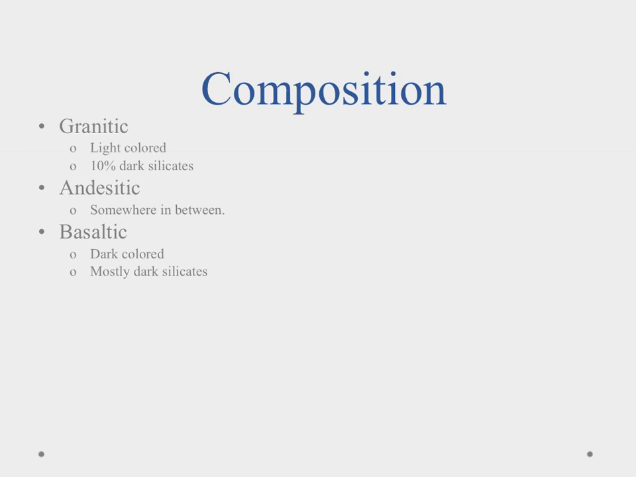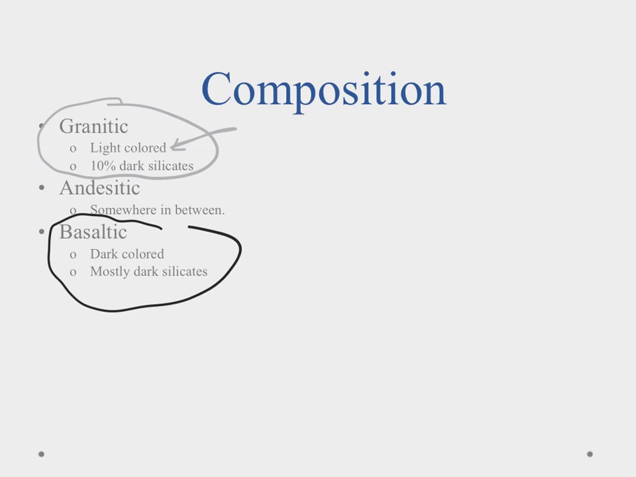So when we talk about the composition of magma, we're going to talk about three different classes. The first one is going to be this granitic over here. The granitic are going to be formed from these lighter colored minerals, and it's only going to be about 10% dark silicates. So your granitic ones are going to be lighter in coloration. Now the opposite of that are going to be these basaltic ones over here, and these are going to be the darker colored minerals, and there's mostly dark silicates. So we're talking about like 80-90% dark silicates as opposed to only 10% of the granitic.